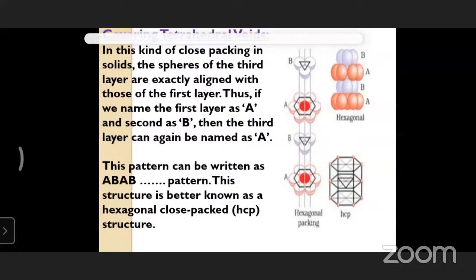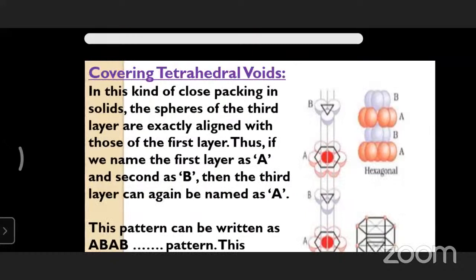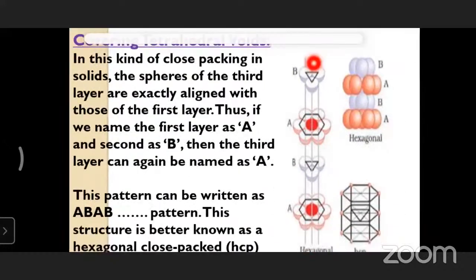Solids, the spheres of the third layer are exactly aligned with those of the first layer. Once we see, if you are considering this is the first layer, the void that is forming here can be exactly filled by the third layer here. If you are considering this is the first layer and this is the third layer, it is exactly filled by this one.